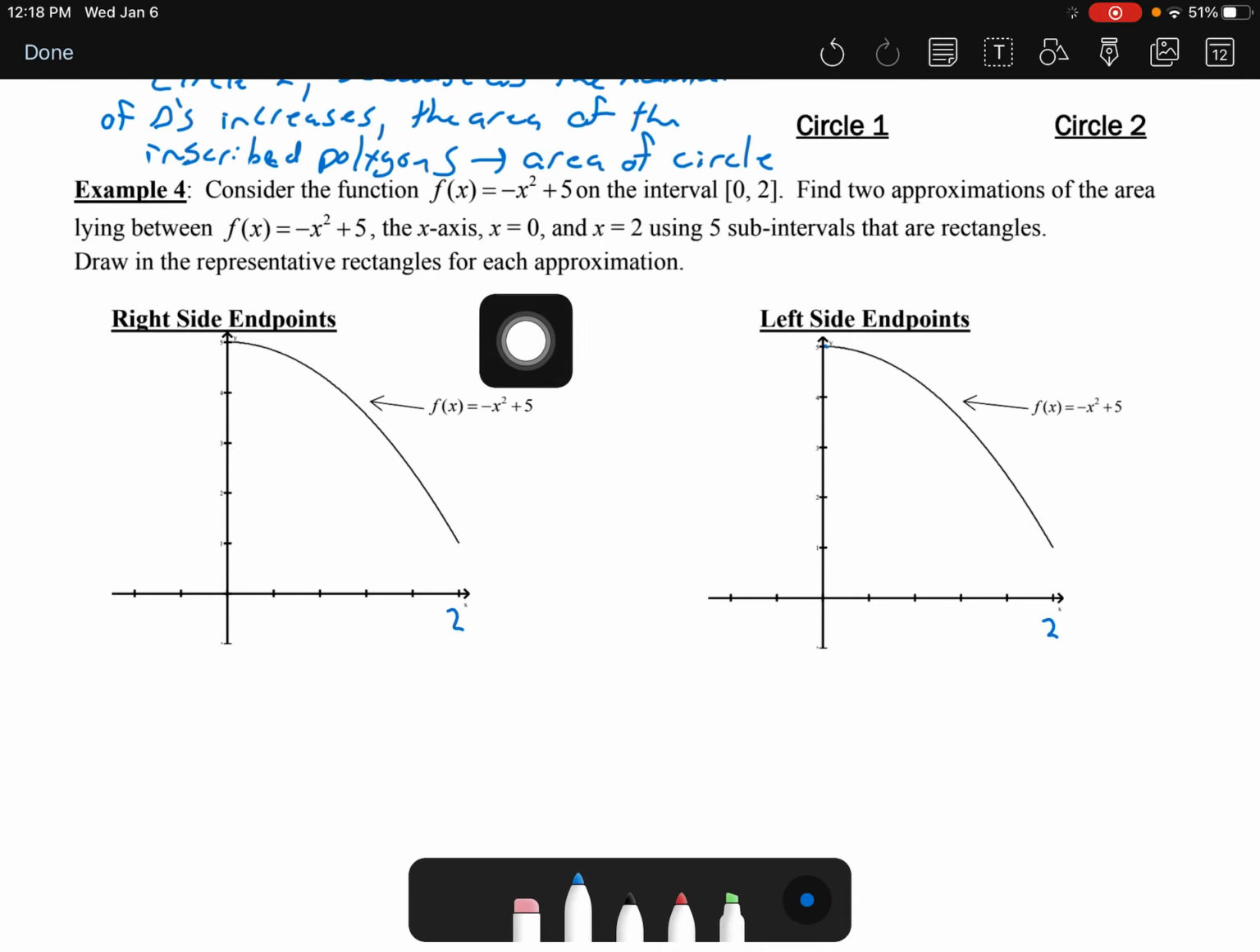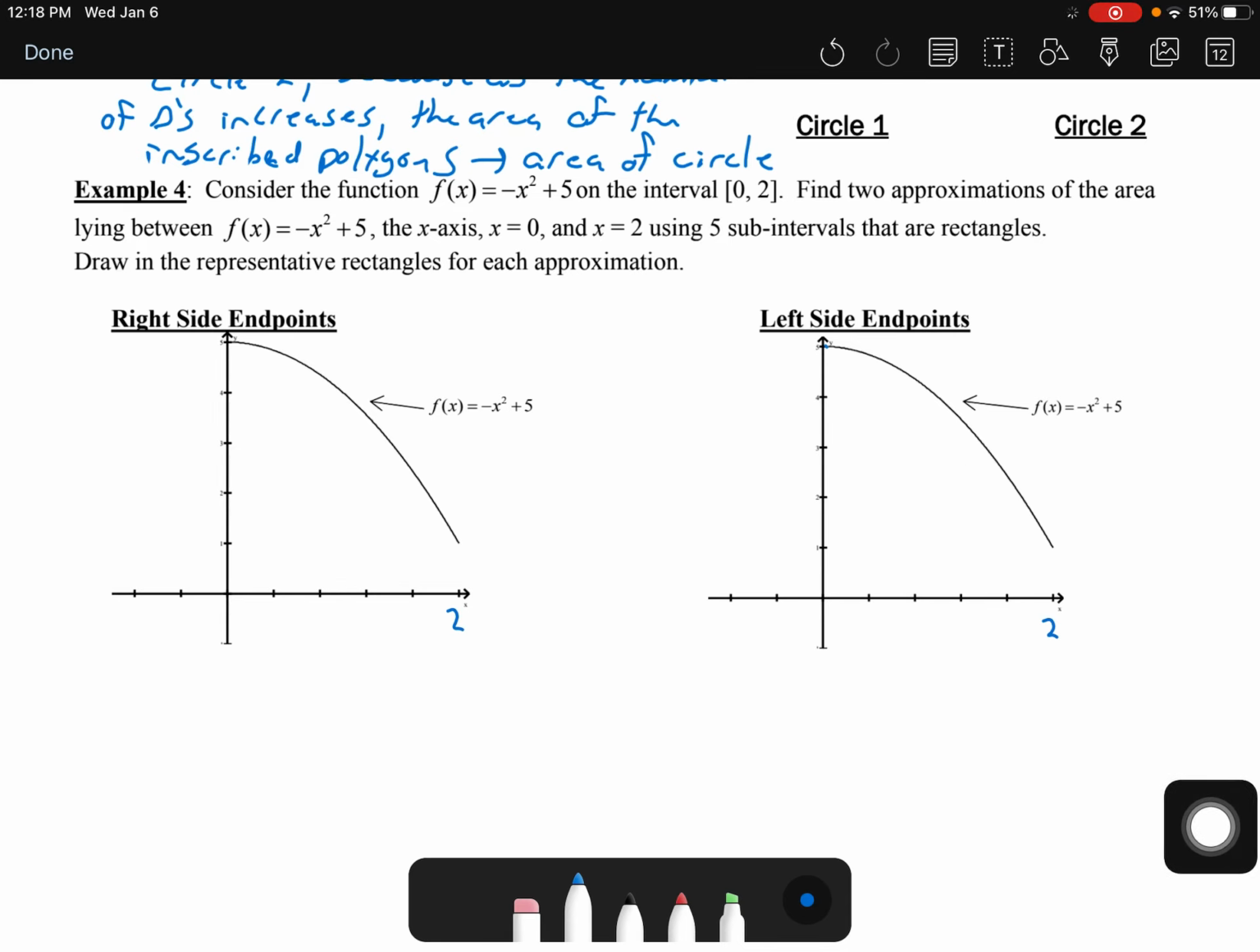It says find 2 approximations of the area lying between f of x equals negative x squared plus 5, the x-axis, and x equals 0 and x equals 2. So what they're saying is, it's bounded by this parabola, the x-axis going down to here, and then x equals 0 and x equals 2. Okay, so those are our bounds. As I draw the rectangles in, we'll see that. So it's basically this area in here.